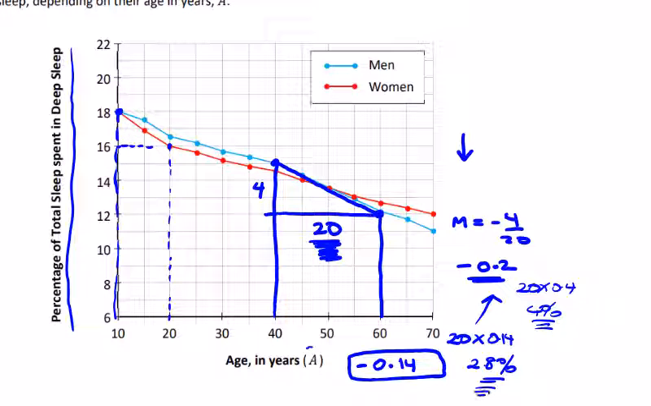So some sort of sentence to explain the decrease in percentage of total sleep spent in deep sleep. If you can write that sentence, I can't say it.